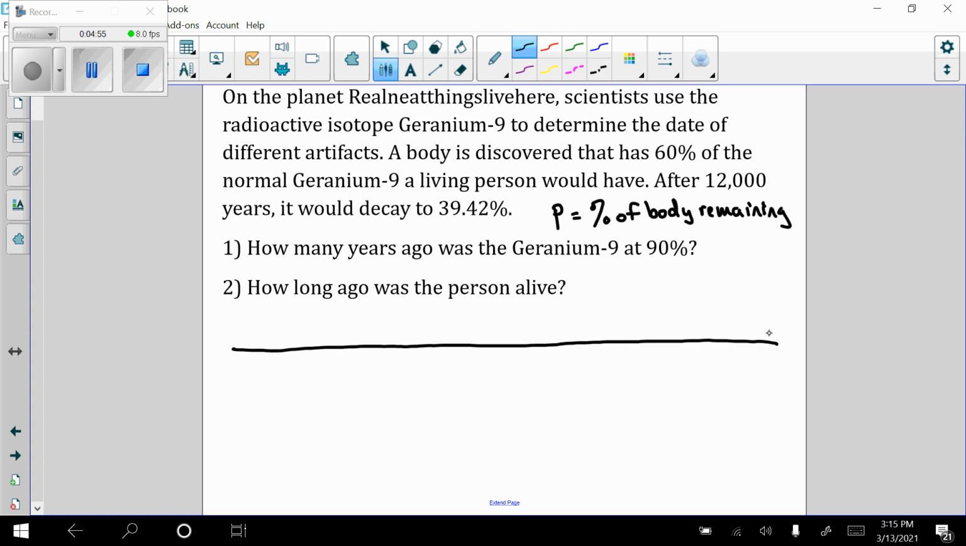So the first thing I know is that right now, at this point today, the body was discovered that had 60% of the germanium-9 of a living person. So I'm going to do this as now, T equals 0. If I use P as my percent of the germanium-9 of the body remaining, this is going to be 0.6 P for 60%. It's not really the body, it's the isotope.